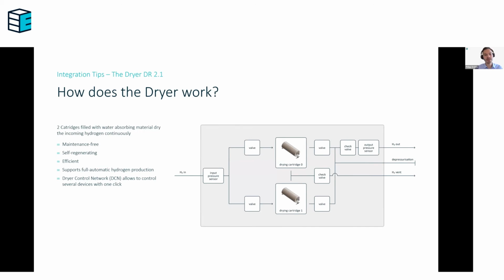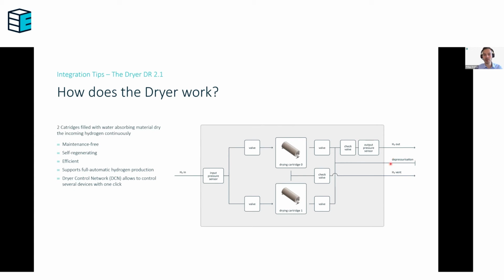How does the dryer look from the inside? So the hydrogen from the electrolyzer is coming in, then it is split up. So either it's going to the cartridge 0 or the cartridge 1. They're doing the same, but this double system allows a continuous drying of the hydrogen, so to say. And then the hydrogen goes out here to the H2 output, and then the water which has been extracted in these cartridges is released via the H2 vent port. And depending on which cartridge is active, which one is drying, the valves are opening or closing, so that you have this continuous drying process.